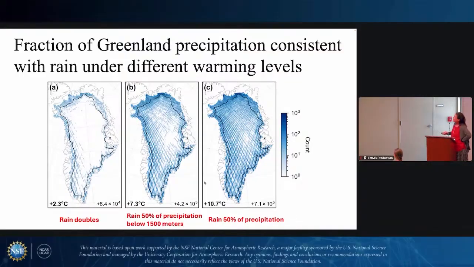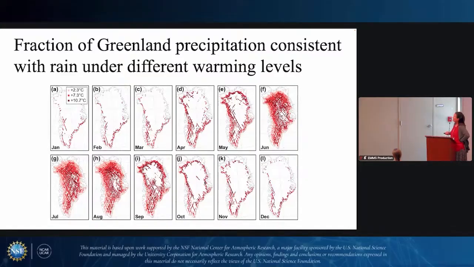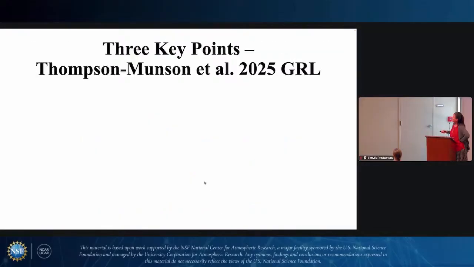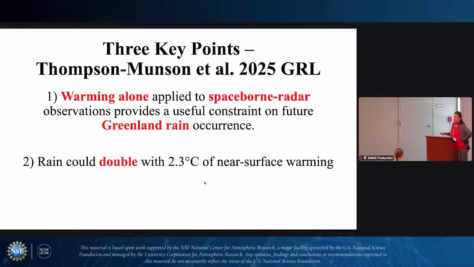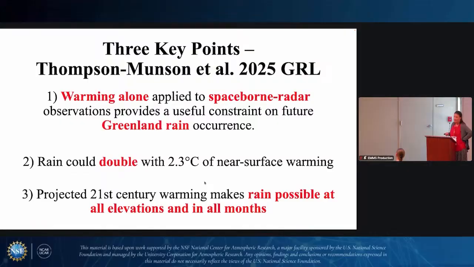So some more maps, just showing you as a function of the month of the year. Again, you're getting a lot more rain during the summer and during these shoulder seasons like September and May. That's when the warming really starts to create more rain in the central part of the ice sheet. So the 3 key points, I already said them, so I won't say them again here. You can check out the paper, but it's a nice example of how you can think about how much it's going to warm and how that is going to change precipitation phase without having to really even go through using a model at all.